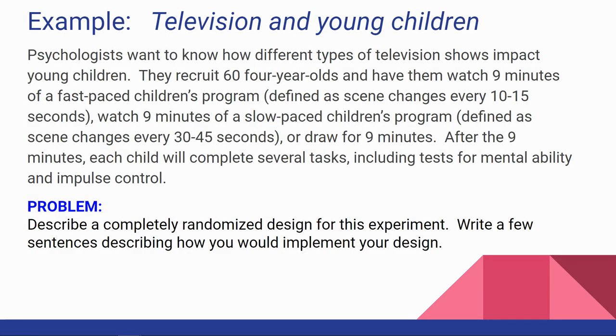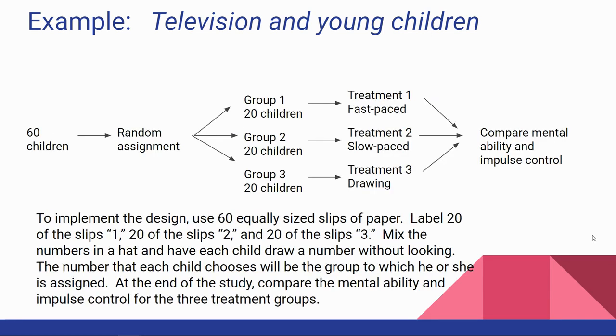Okay, so here's another example, and we want to describe a completely randomized design for this experiment and write a few sentences describing how you would implement the design. So here's what the design would look like. And again, writing this out would help you to be able to get a wording of how you'd want to do it. You have 60 children, you randomly assign. In this case, the example shows you using slips of paper. You could have used the table D option, or you could have used the randInt technology option. Whatever method you use, make sure you detail that part of the information.